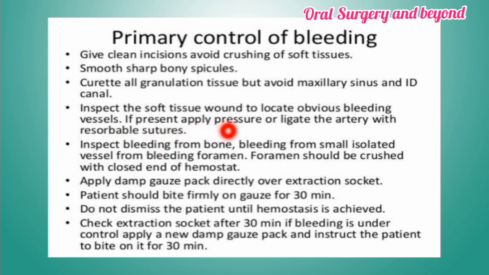Then inspect the soft tissue wound to locate the obvious bleeding vessel. If present, apply pressure and ligate the artery with a resorbable suture, as I said earlier in my previous slides. Sometimes bleeding from the bone happens. In such cases we can place a hemostatic solution, or we can use hemostatic material also.